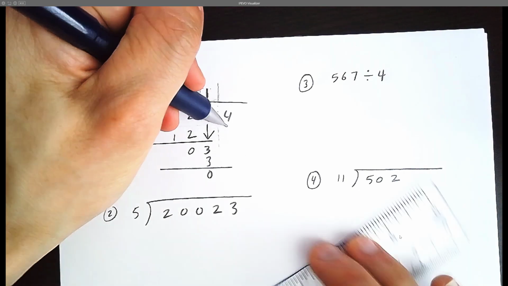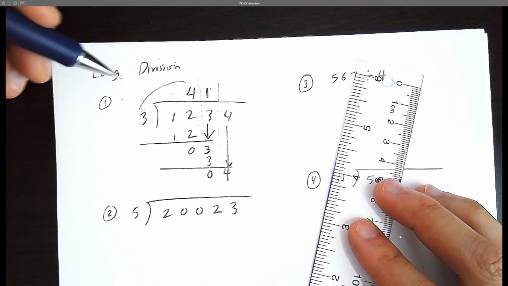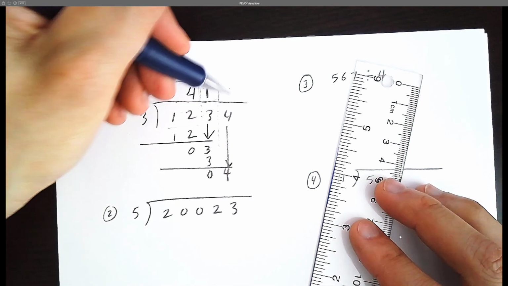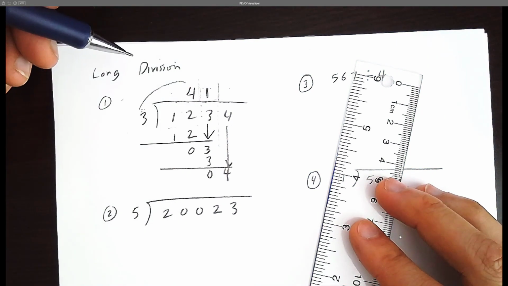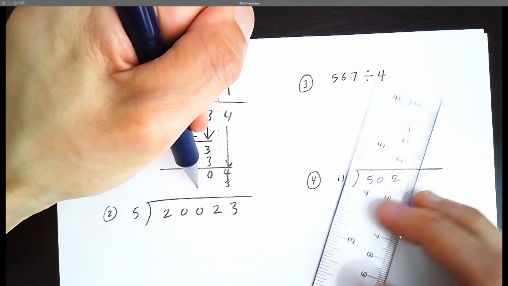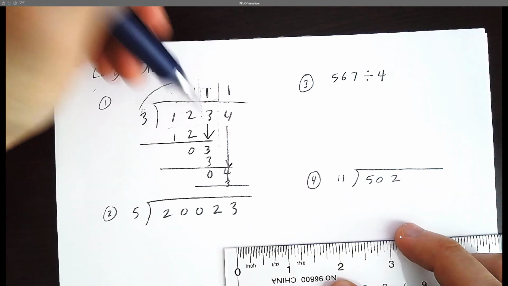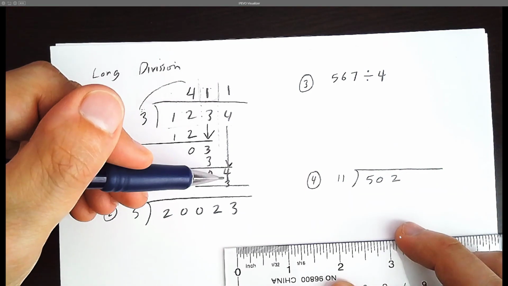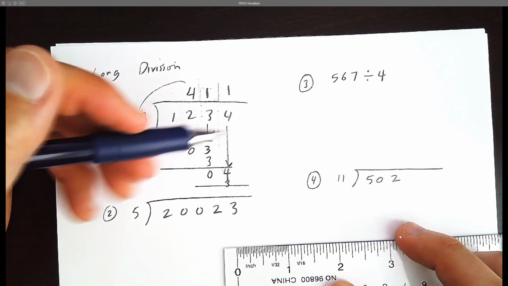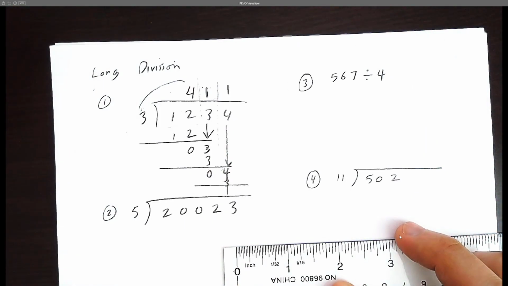And then you drop down the next number here. The next number you drop is a 4. 3 times what is 4-ish? The answer is 3 times 1, which is 3. If you thought the answer would be 2, 3 times 2 is 6. It's too big. You can't actually pass the number. So 4 minus 3, and the remainder is 1.